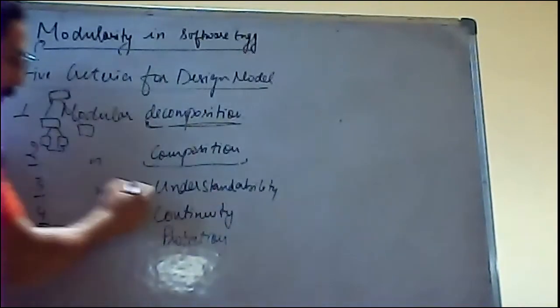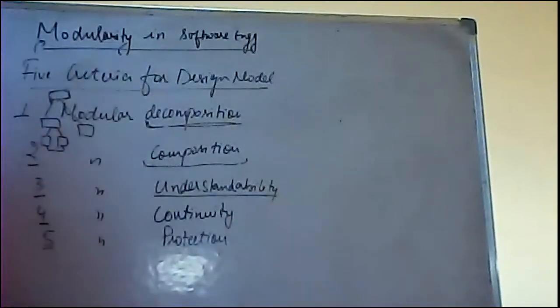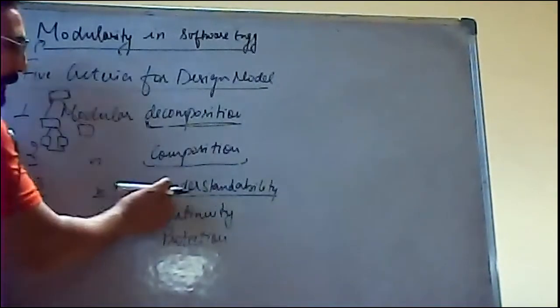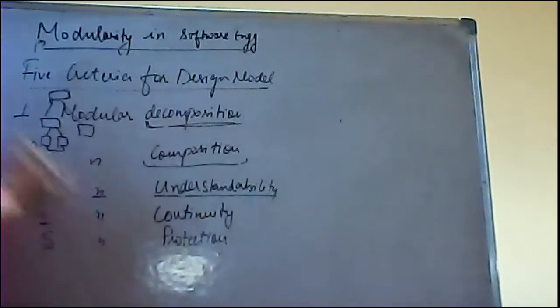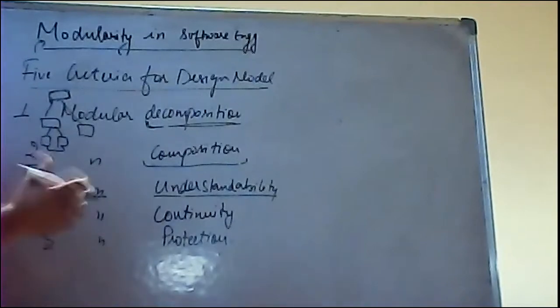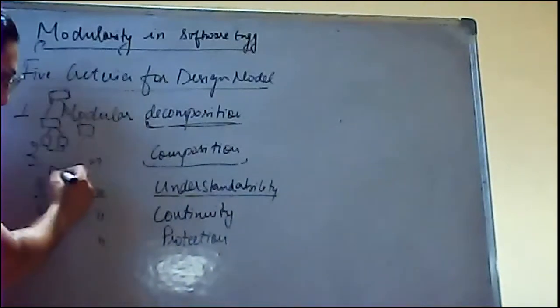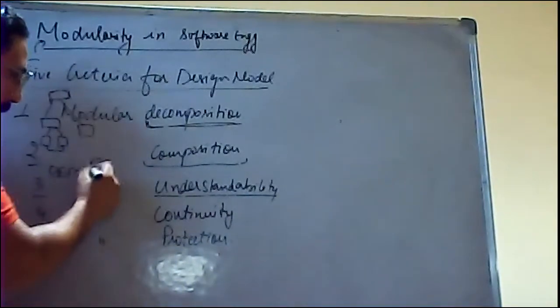Okay. Next is your understandability. Modules should be designed in a way that a user or customer can also understand. Make a design that the user or customer can understand, how the modules are working. If we are making a DFD, that DFD is your data flow diagram.